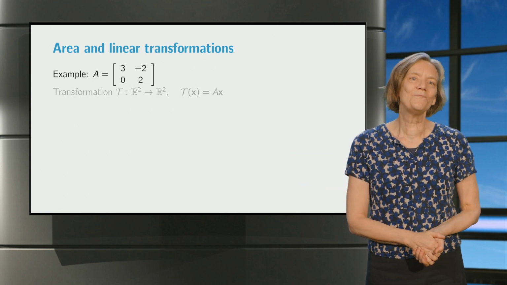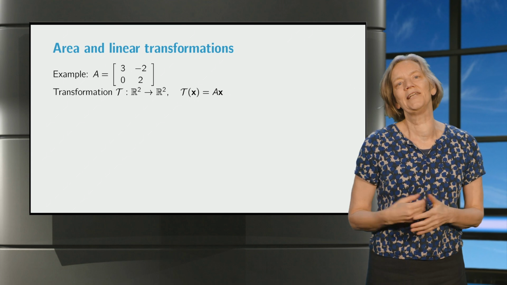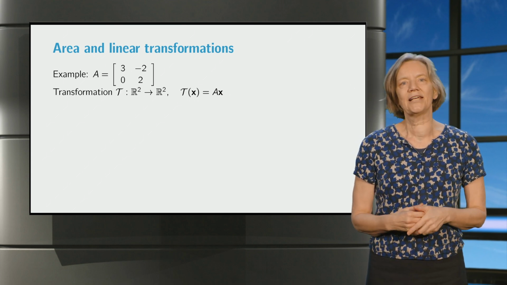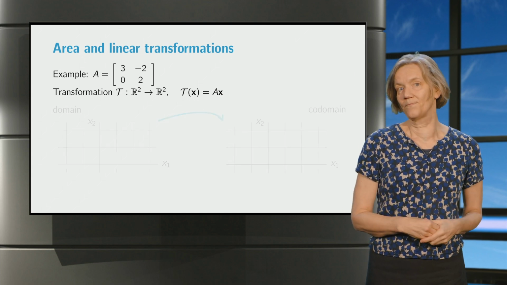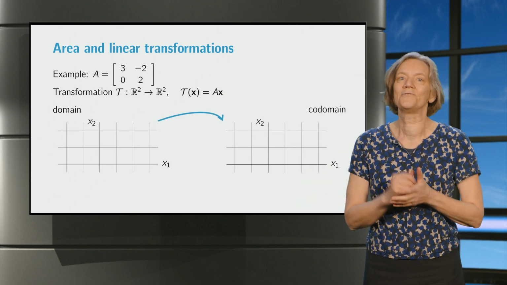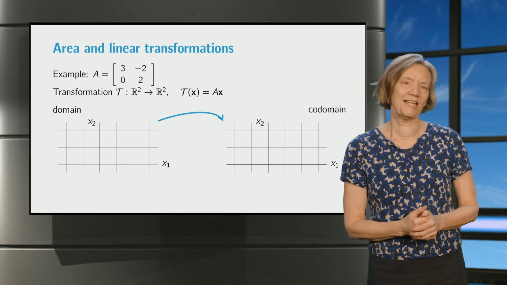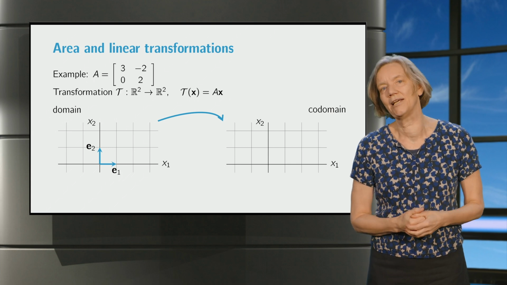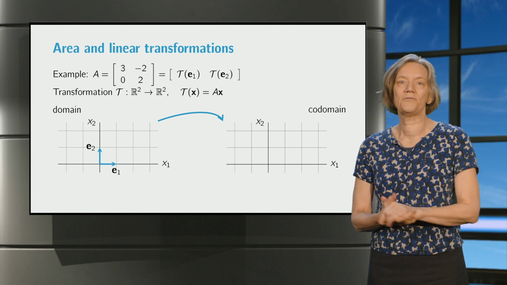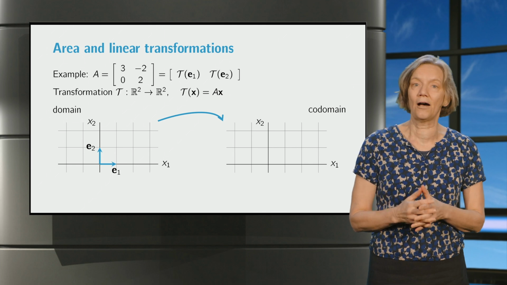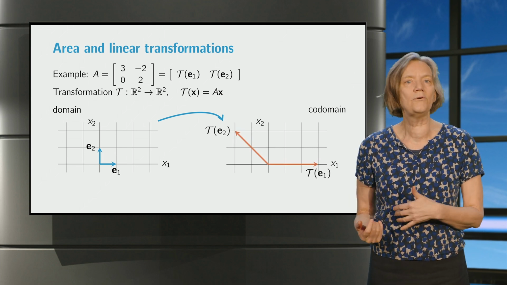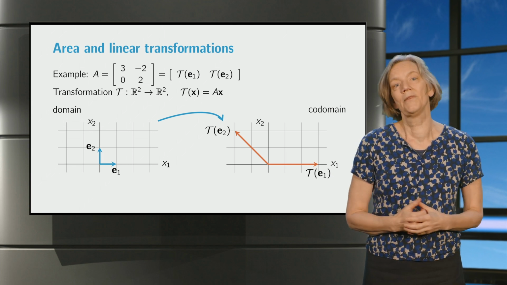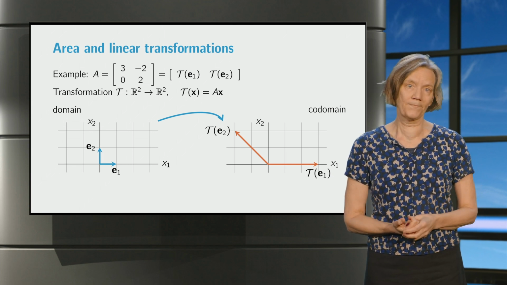A is this matrix. We use the matrix to define a linear transformation. For a vector x in R2, T of x is matrix A times x. Here, figures of the domain and codomain of T. In the domain we have basis vectors E1 and E2. The images of the basis vectors are given by the columns of matrix A. So E1 and E2 in the domain are mapped to vectors (3, 0) and (-2, 2) in the codomain.